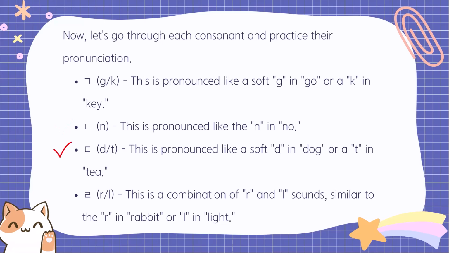디귿. D or T. This is pronounced like a soft D in dog or T in tea. 리을. R or L. This is a combination of R and L sounds, similar to the R in rabbit or L in light.